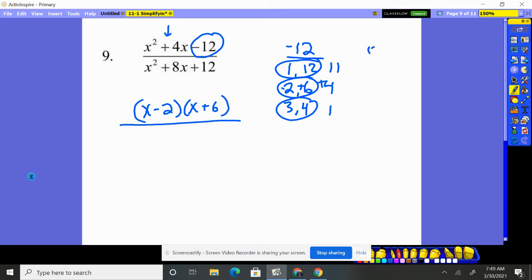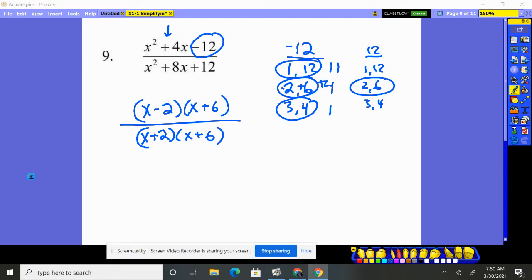The bottom is 12 also. 1 and 12, 2 and 6, 3 and 4. That was easy enough. Everybody's positive, so we know that both pieces are positive, and we want that right there because we want an 8, and 2 plus 6 gives me 8 in the middle. So it's x plus 2 times x plus 6.